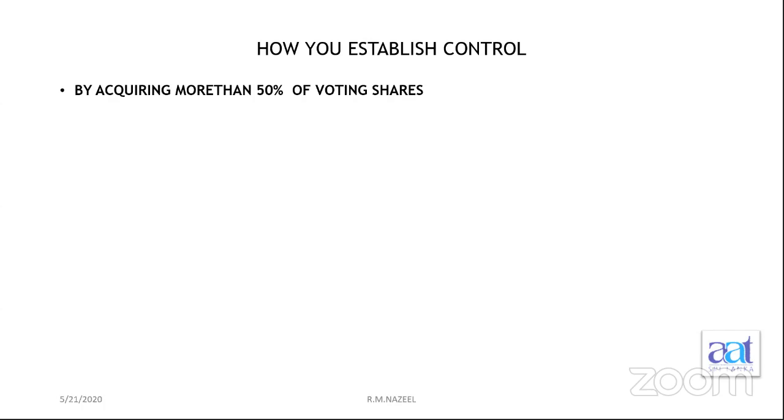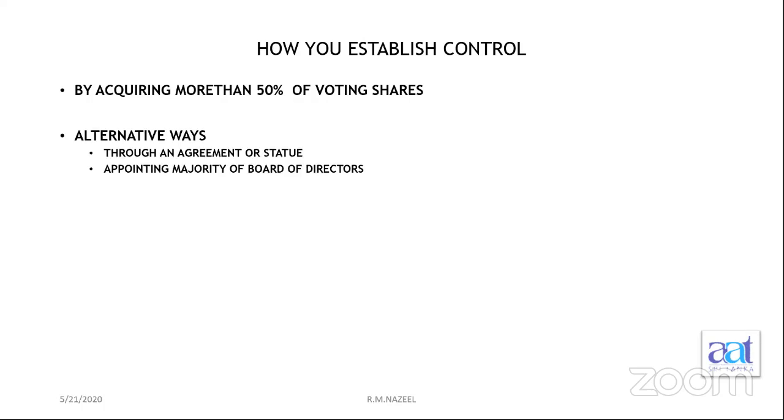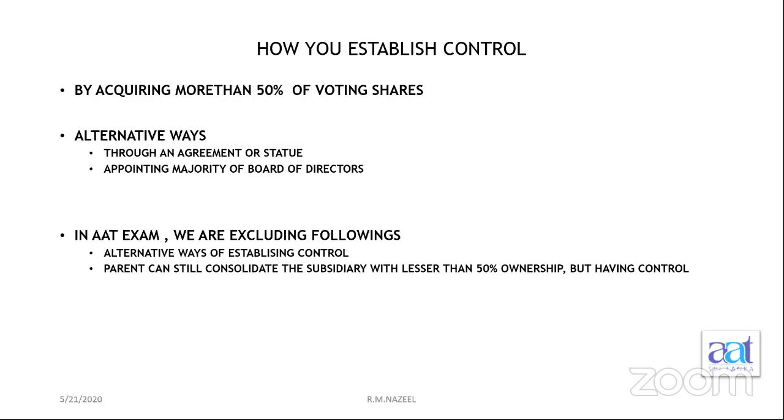The important thing is more than 50% in our exam. But alternatively, students, there are alternative ways. You can achieve control through an agreement, or you can have the authority to appoint a majority of the board of directors. But in our exam, we are only going to talk about a parent buying more than 50% of shares. In practical terms, a parent can buy less than 50% of shares but still show controlling power. These items we have excluded from our discussion because they might not be relevant in our examination context.